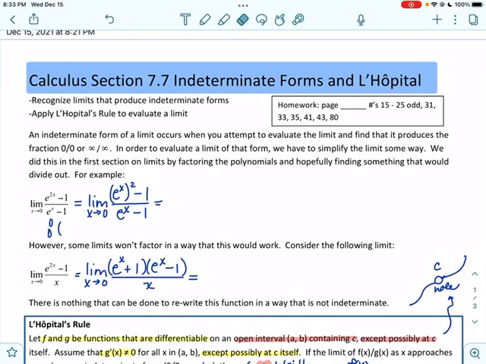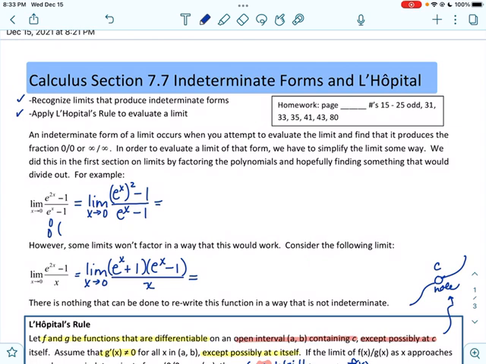Okay, students, here we are back in Calculus BC, and we're looking at section 7.7, indeterminate forms and L'Hopital's rule. So the objectives for this section are to recognize limits that produce indeterminate forms and apply L'Hopital's rule to evaluate a limit. Now, we did a little bit of this last year, so it'll sound fairly familiar.